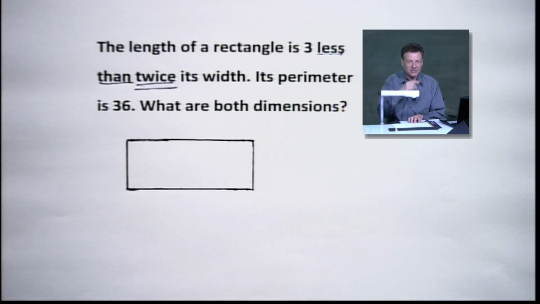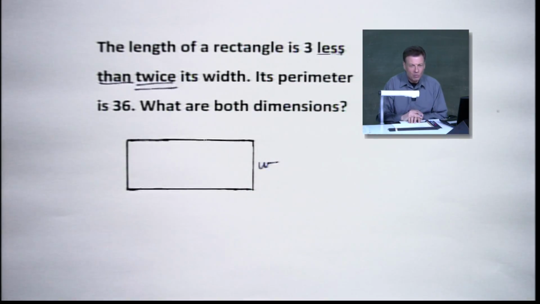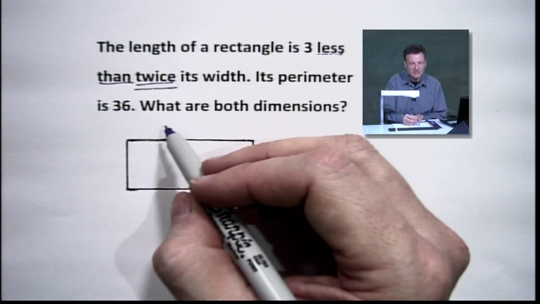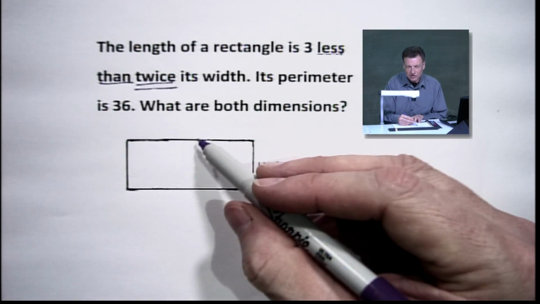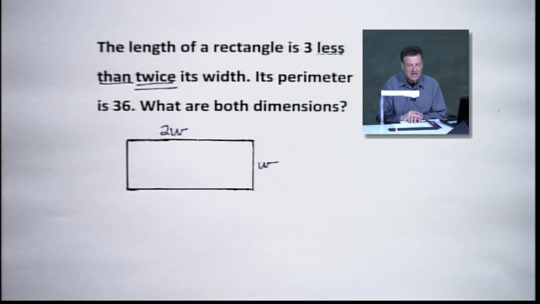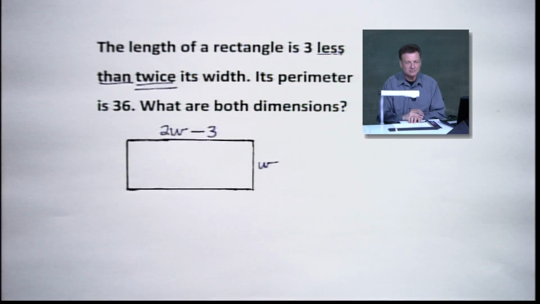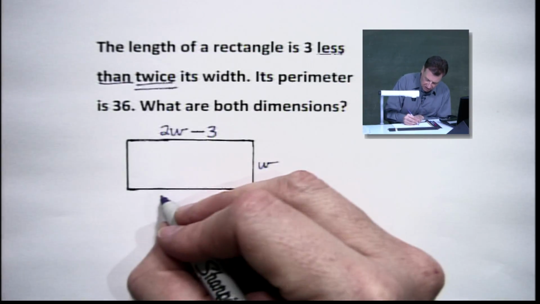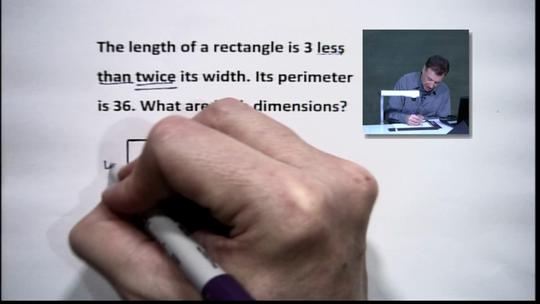So what we need to think about here, I'm going to go ahead and say W is where we're starting. But what are we going to do with that W to get the length on this picture? We're going to let the W be the width. But it says twice the width, so that is 2W. And it says 3 less than, so we're going to put a minus 3 right there. We are looking for both dimensions again. That's the good news. So here we go, W minus 3. We're going to put all these sides together and a W right there.